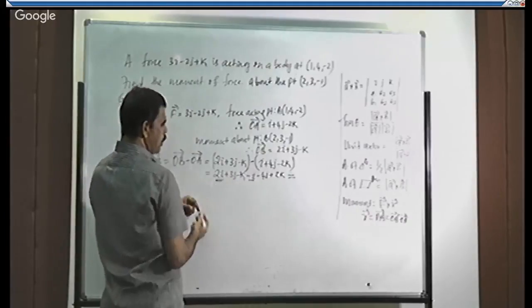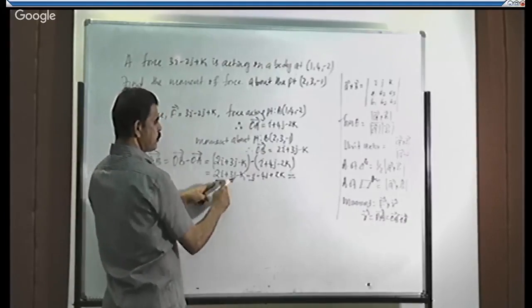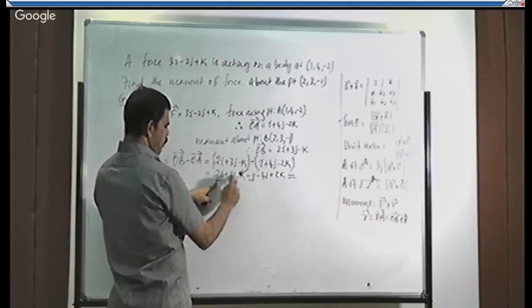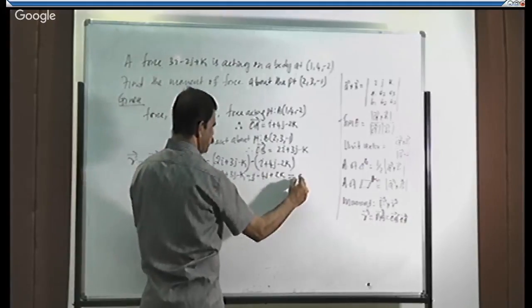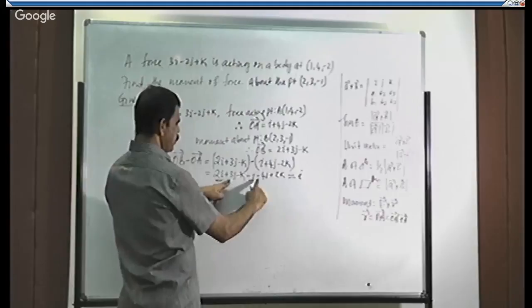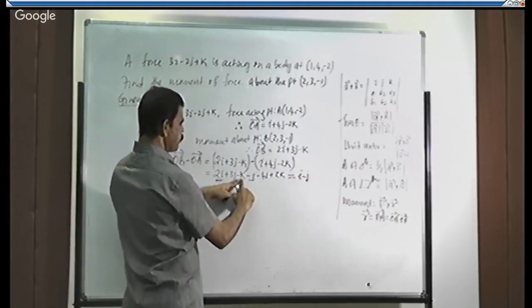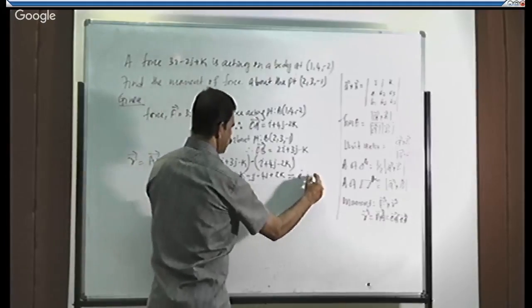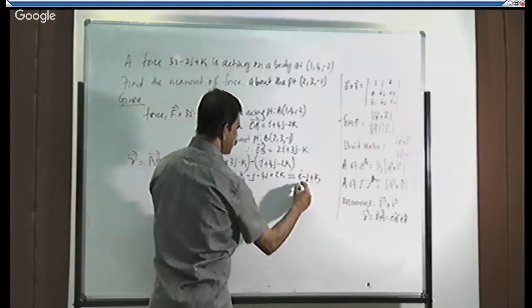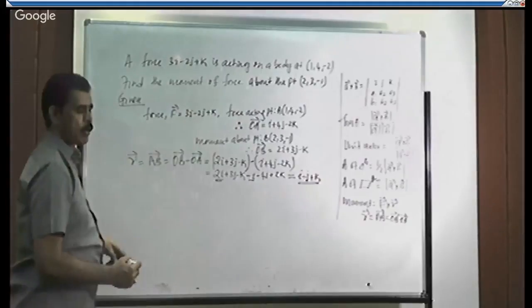You take the addition or subtraction according to the sign of the common terms. i terms: 2i minus i is i. Plus 3j minus 4j is equal to minus j. Minus k plus 2k is equal to plus k. This is the vector R.